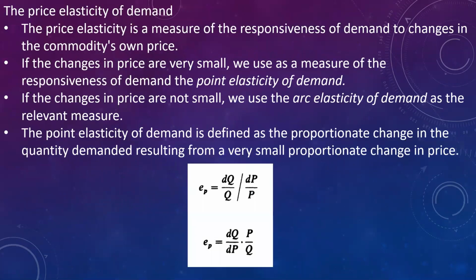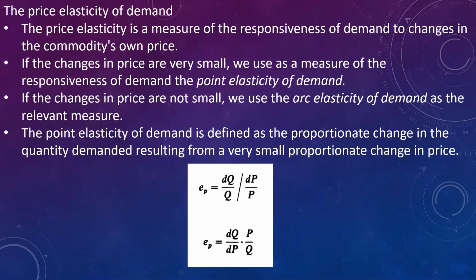The first one is the price elasticity of demand. It is a measure of the responsiveness of demand to a change in the commodity's own price. If the change in price is very small, we use point elasticity of demand to measure the responsiveness of demand, whereas if the price change is not small, then we use arc elasticity of demand.